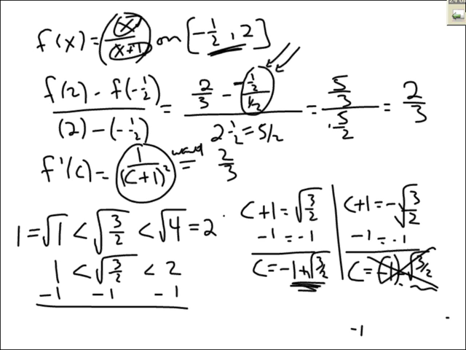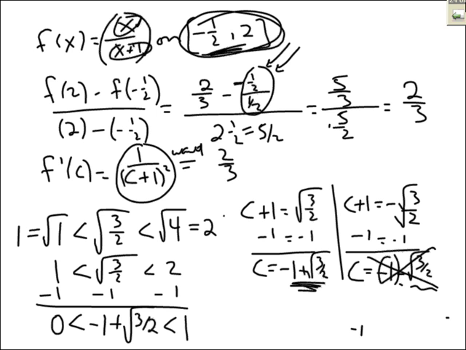So negative 1 plus the square root of 3 over 2 is in between 0 and 1. But if you're in between 0 and 1, then you're in between negative 1/2 and 2. Why is that? Because if I'm thinking of a number in between 0 and 1, well, certainly that number is also in between 1/2 and 2.